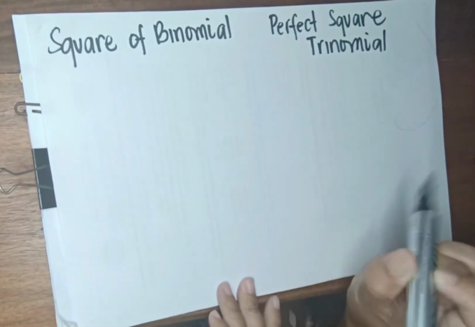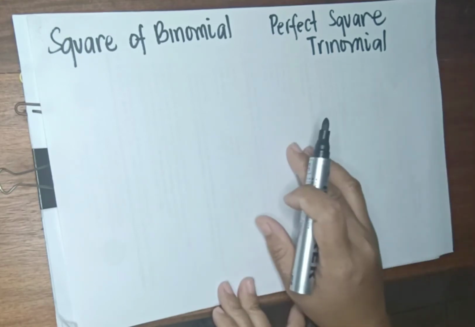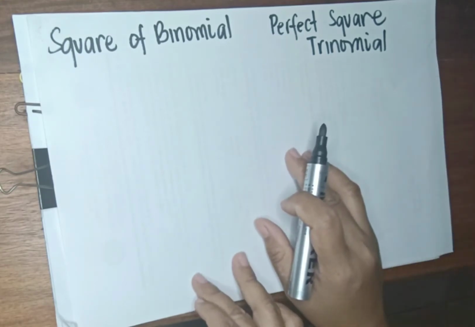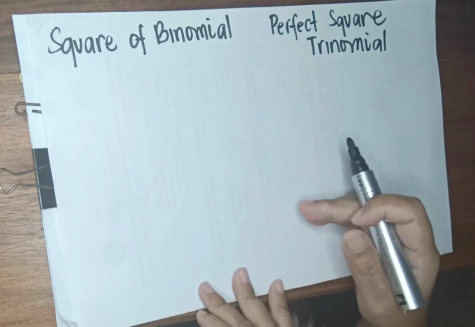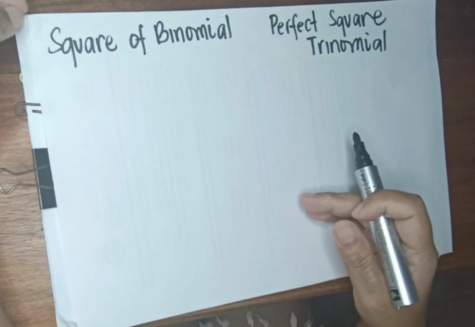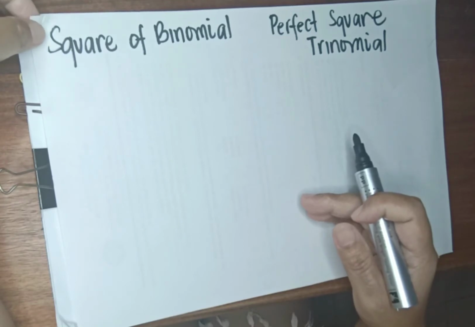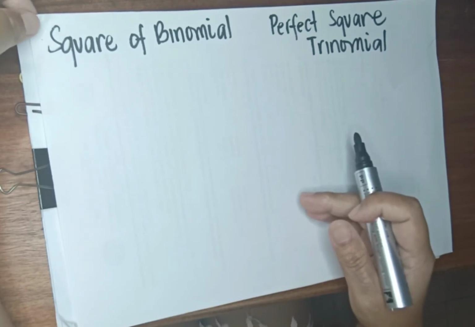Good day, students. So for today, I will be showing you how we are going to transform a square of binomial into a perfect square trinomial, and vice versa. Because this skill is needed in our next lesson, which is solving quadratic equations using completing the square.